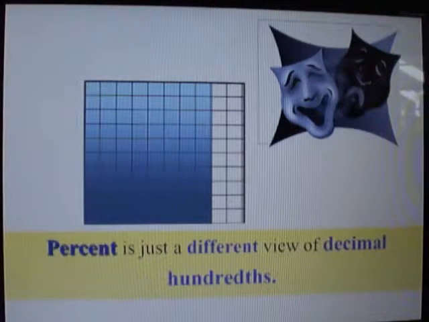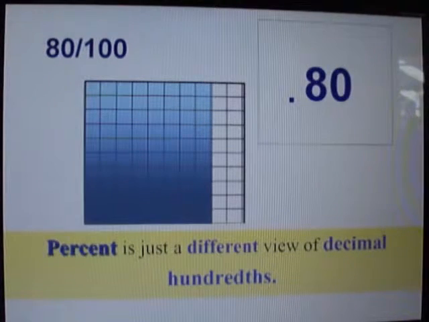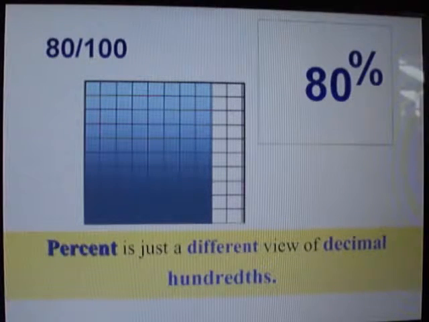Okay, if we take a look at this grid with 100 little squares on it, I have shaded in 80 of them, so we might call that the fraction 80/100ths. We also know that we could show it in the form of a decimal fraction as 0.80. Now I'm going to change it to a percent. All I do is drop the decimal point off and put a percent sign on. It's really that simple. Well, almost that simple. Let's take a further look.